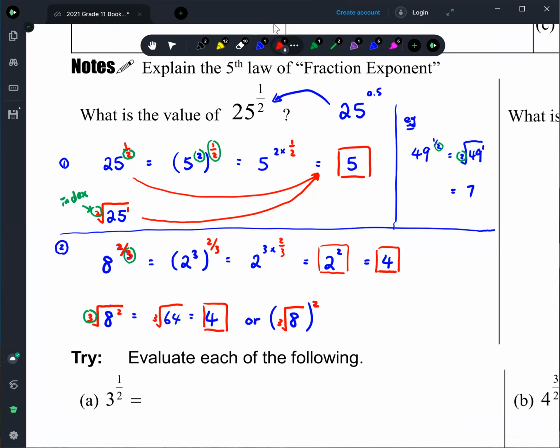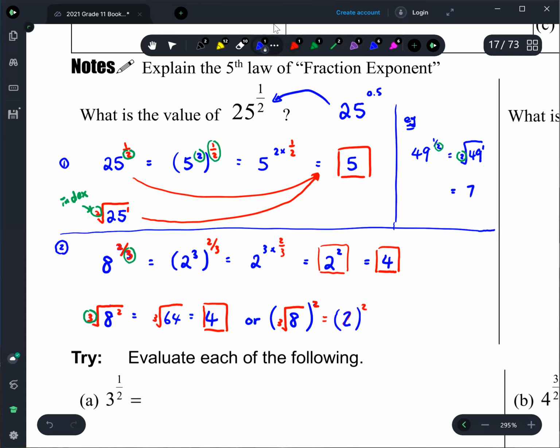Now, if I do the square later, I do the cube root first. Cube root of 8 is 2, I'll write a 2, and then I will square. This also gives you 4. So either way, they both end up with the same answer. They both get 4.